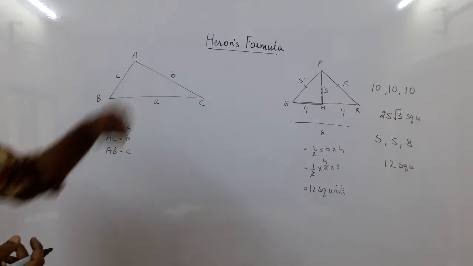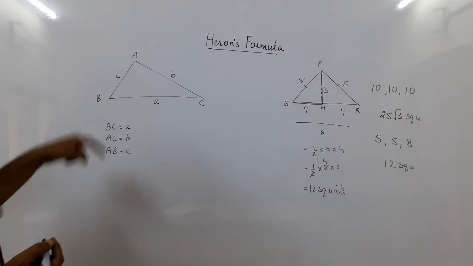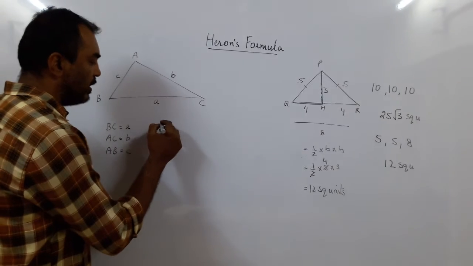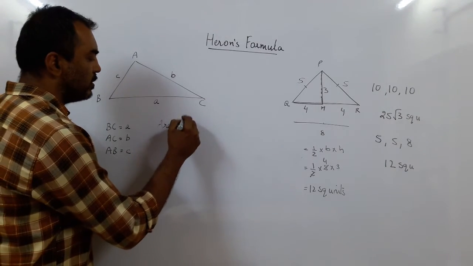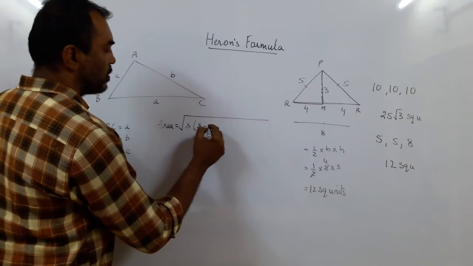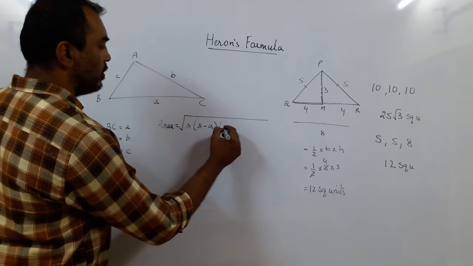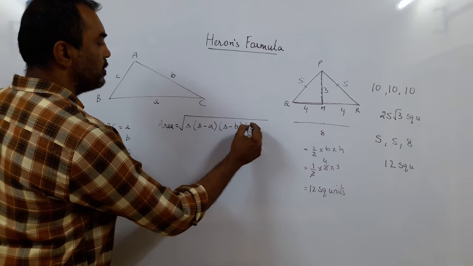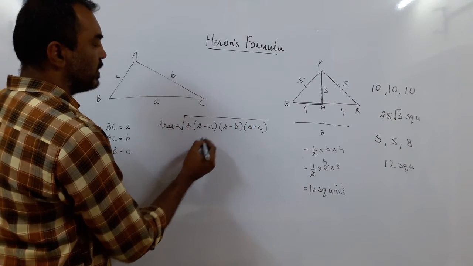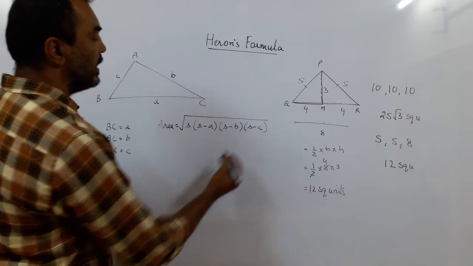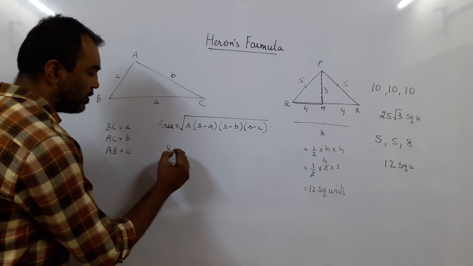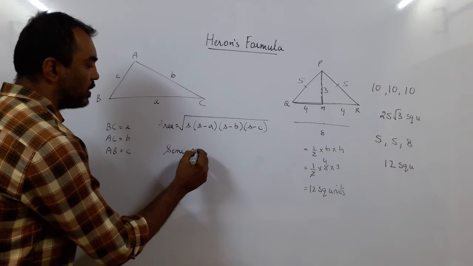But Heron gave us a formula that you can find out the area of the triangle without finding the altitude. He said the area of such a triangle is under root of S into S minus A, one side, S minus B, second side, and S minus C. What is this S? S is the semi-perimeter.